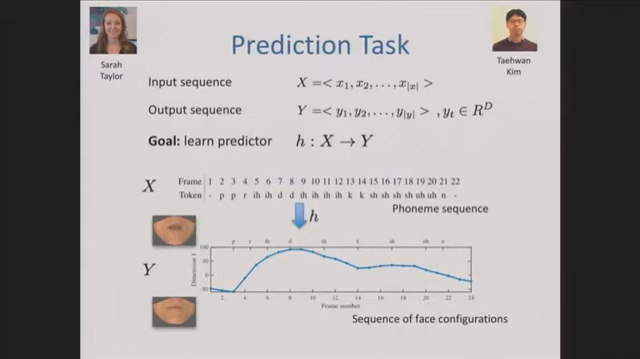And so here is a frame by frame breakdown of the word prediction. And here I'm visualizing the first dimension of our mouth model, which basically captures how wide open the mouth is. And so as you start saying the word prediction, the mouth opens sharply, then smoothly tapers off, then flattens, then tapers off again, right?